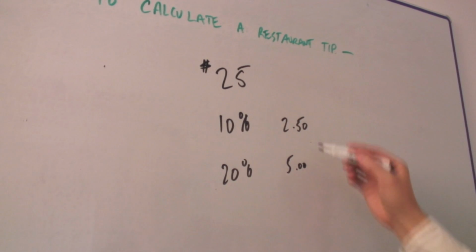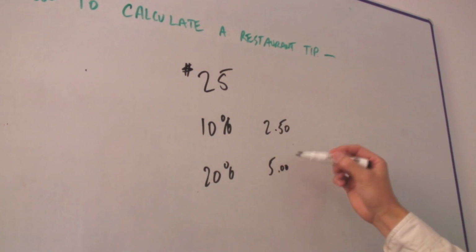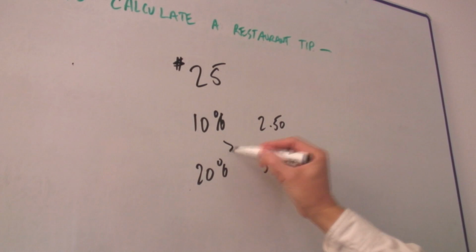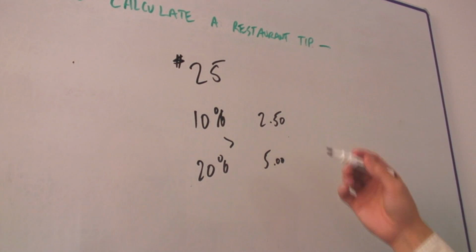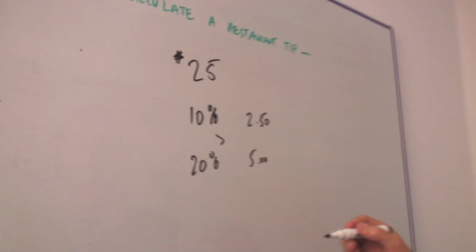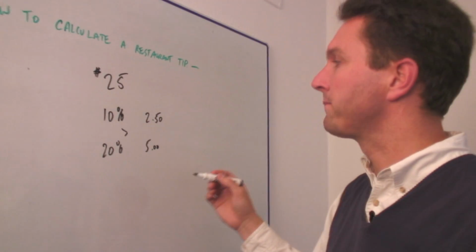And if you want something in between, somewhere between 10 and 20%, if you want 15, it could be $3, $4, and you can just estimate how you're going to do it based on the service that you received.